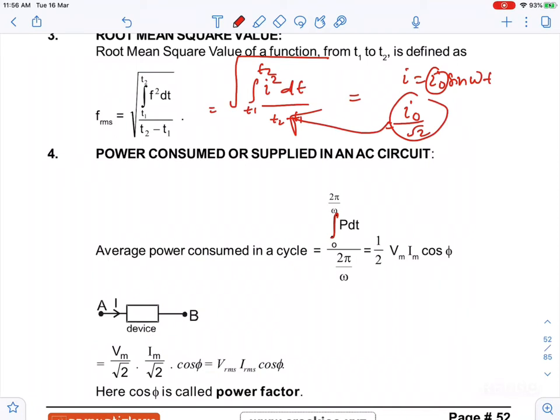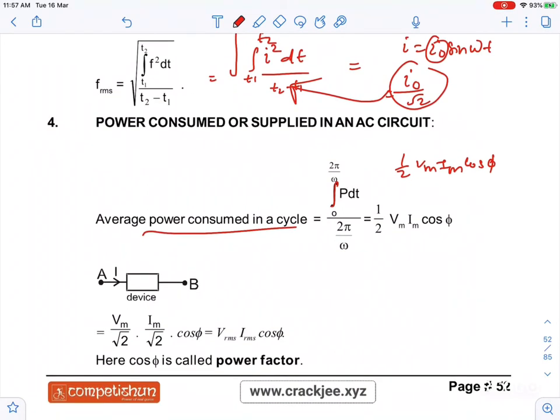Average value is nothing but the integral of P dt, power consumed. How much power DC will dissipate if the same amount of current is passed through AC, that is the comparison of power. This is average power. So I have written P dt from 0 to 2 pi by omega, divided by 2 pi by omega. So you can say that it is half V maximum I maximum into cos phi.